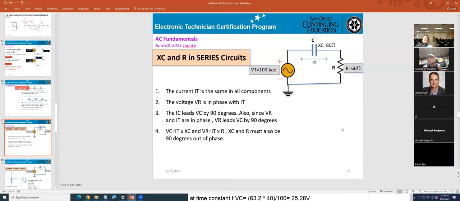Can you answer for me, number one? Current IT is the same in all components. Yes or no? But the current decreases when the capacitor is discharging, doesn't it? Yeah, you don't care about that one.